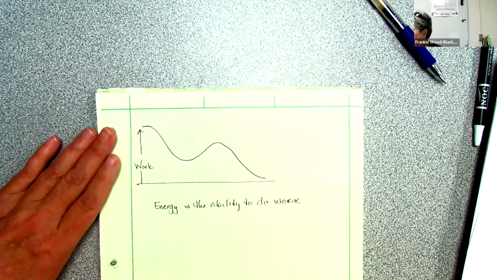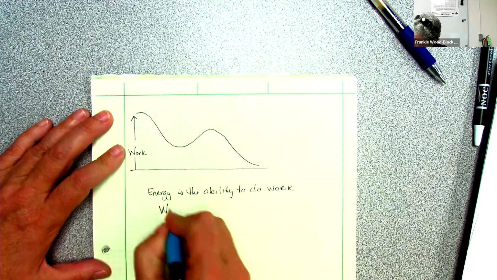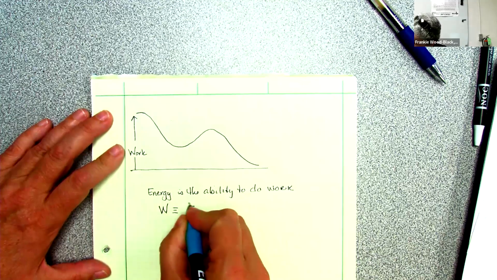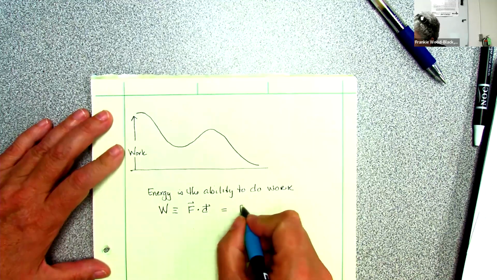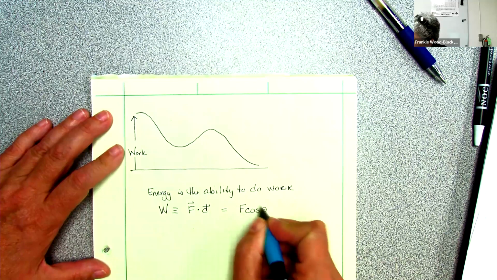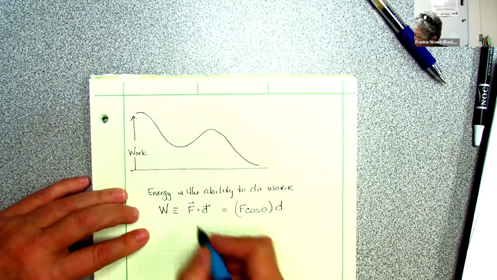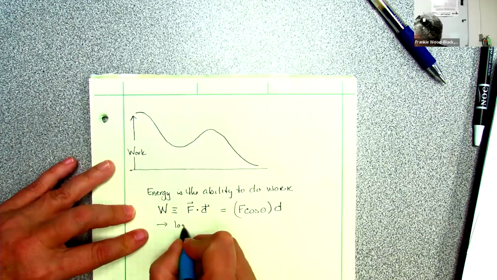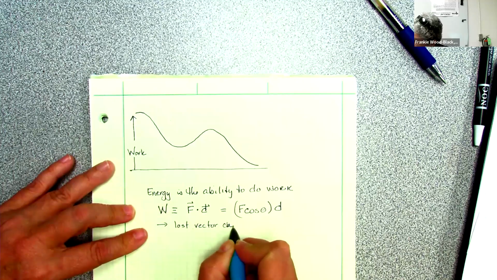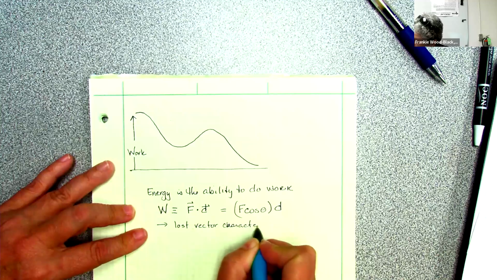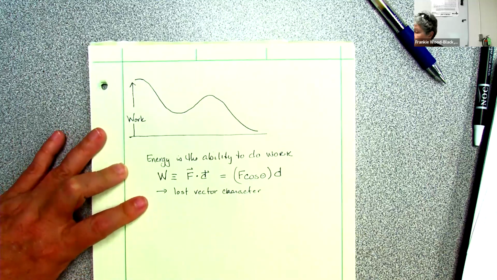So energy is the ability to do work, but we defined work as the dot product of force and distance. And when we did that dot product, we kind of did our diagram that showed that this would be my force times my distance, and we lost our vector characteristics. So we were able to work the problems without looking at our vector characteristics.